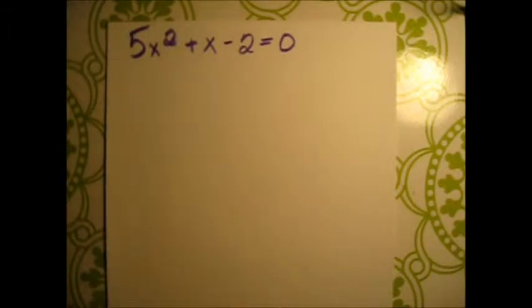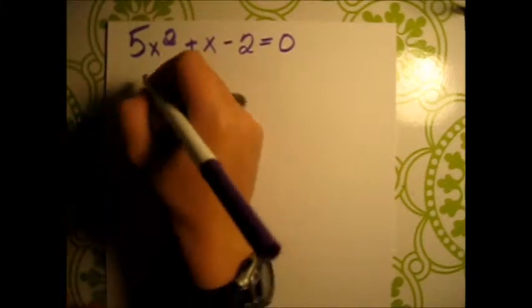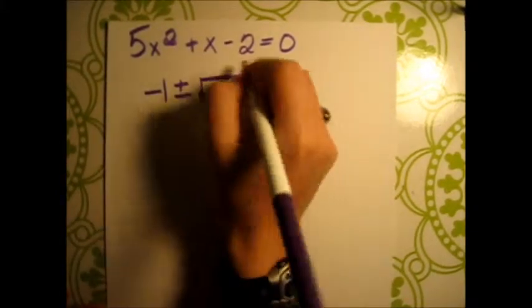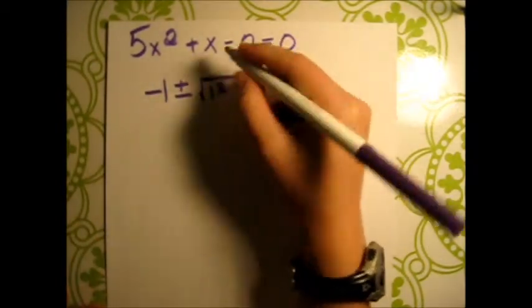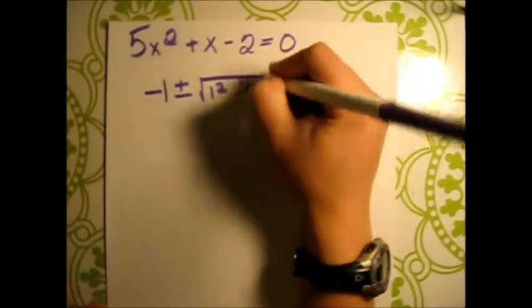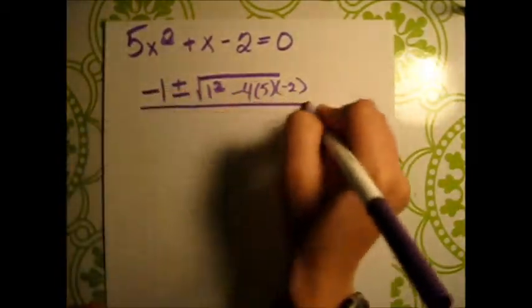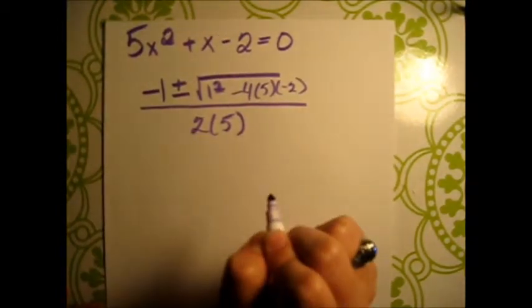Okay, so the first problem on your quiz is 5x squared plus x minus 2 equals 0. So the first thing we're going to do is plug it into the equation. And when you plug it into the equation, you get negative 1 plus or minus square root of 1 squared minus 4 times 5 times negative 2, and this is all over 2 times 5.